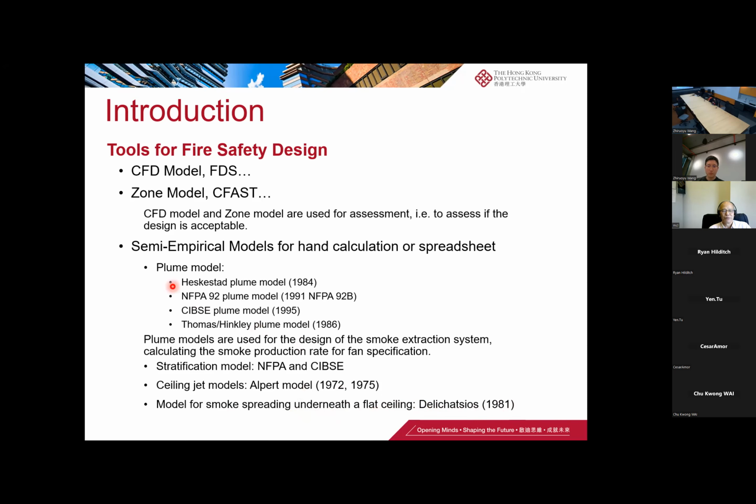For the plume model, we have a number of plume models, but I have listed here four very popular plume models used to calculate the smoke production rate for the specification of the smoke extraction fan.